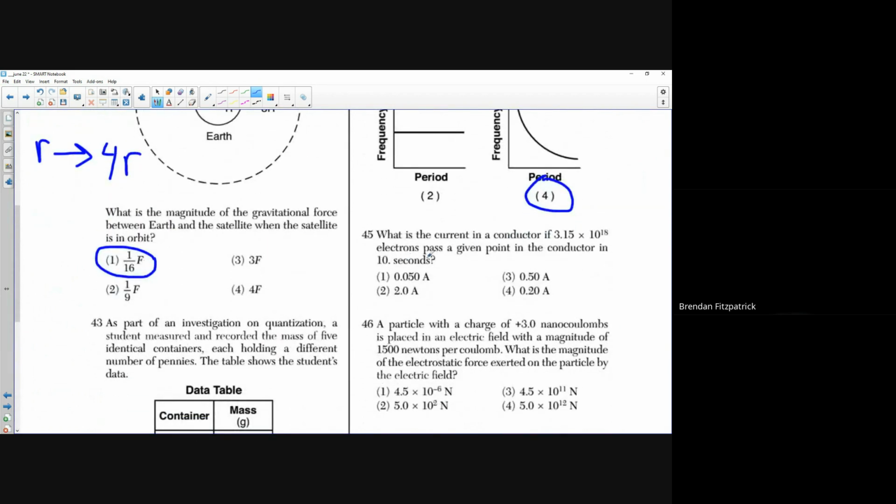45, the current passes that many electrons. So I equals delta Q over t. But they're giving us this in electrons, so I need to multiply that by 1.6 times 10 to the negative 19 coulombs per 1 elementary charge. So I'm really going to do 1.6 times 10 to the negative 19 times 3.15 times 10 to the 18, divided by that time of 10 seconds, to get 0.05. And 45 is choice 1.